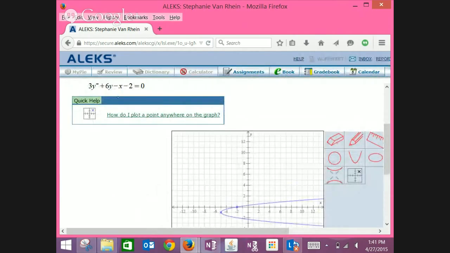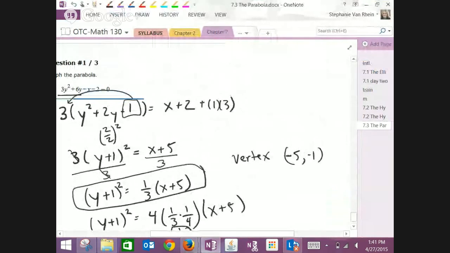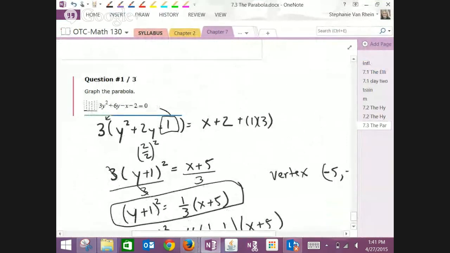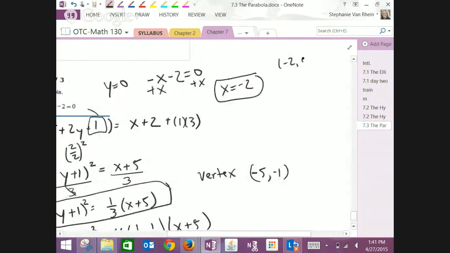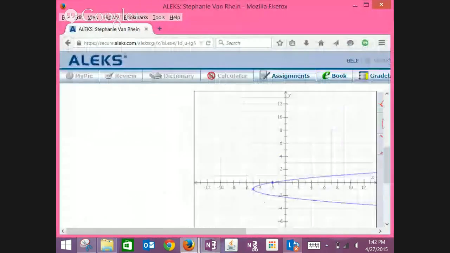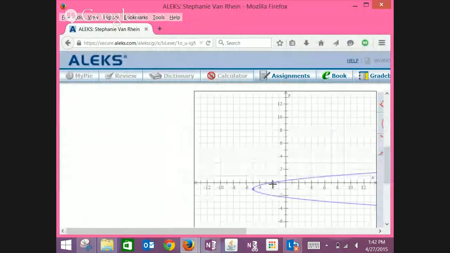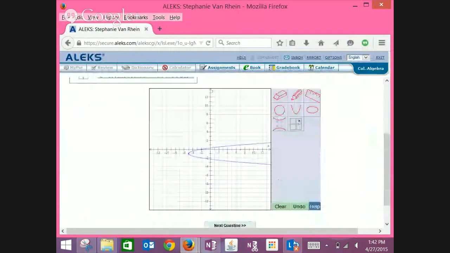Y is 0. Going back here, this is the original parabola. At y equals 0, we would have -x - 2 equals 0. So if I add x to both sides, it's at x equals -2. So (-2, 0) should be a point on the graph, on the parabola. So did I find that point? X is -2 and y is 0. We'll see how this works out. Next question.